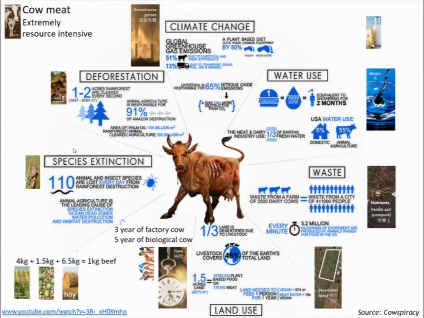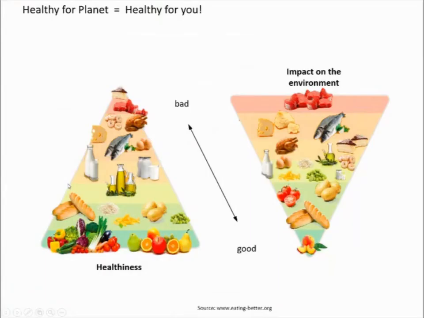Yeah, deforestation and species extinction. Cows are probably the biggest contributor to that. Because, well, right now we're talking about the Amazon forest being cut down, mostly for cows. One more thing, it's probably not even that healthy for you. The things that have a small environmental impact here are actually more healthy for you.